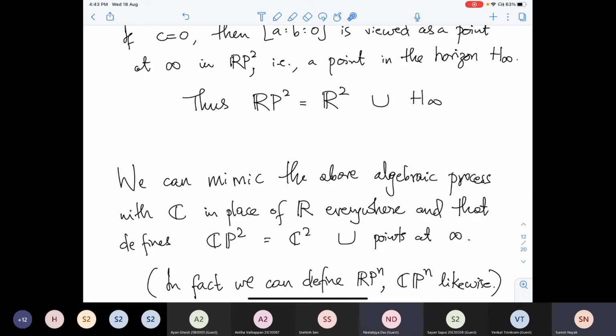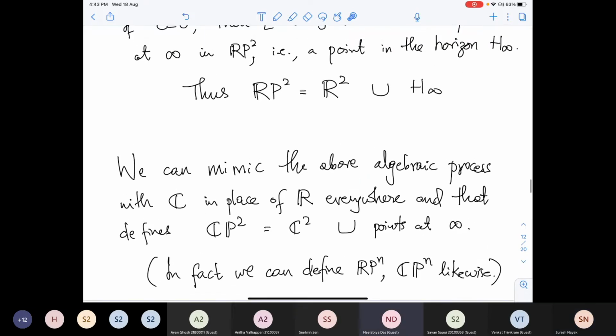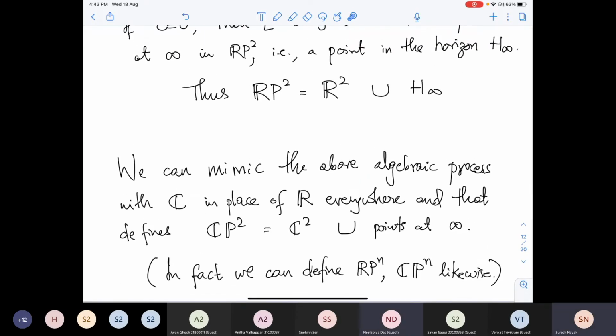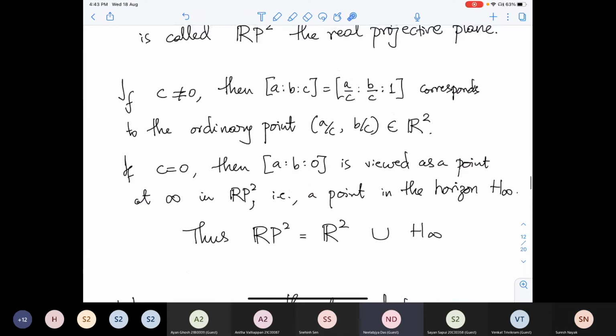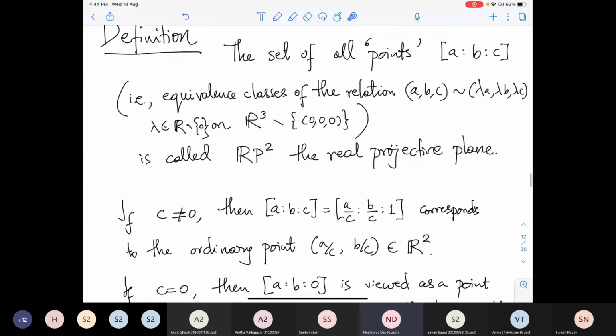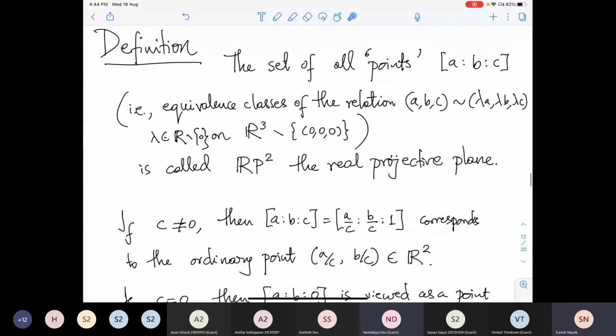Sir, given an equivalence class, the plane that we consider there, each point refers to a particular A by C, comma B by C point, right? Given a triplet ABC in the equivalence class, for all of them, the A by C and B by C are the same. So that actually denotes one point in the plane, right? Correct. Yes. You can talk about A by C and B by C provided C is not 0. That's the thing. Okay, sir.